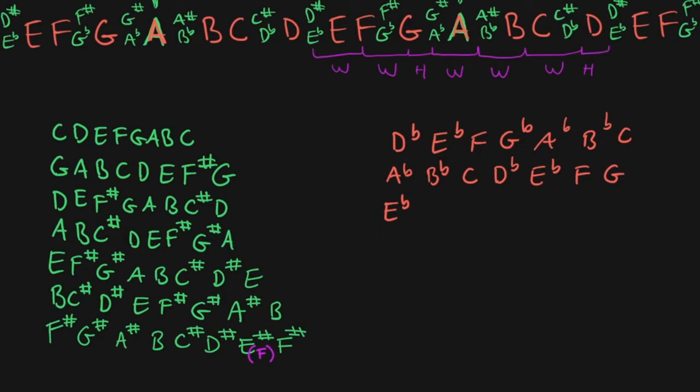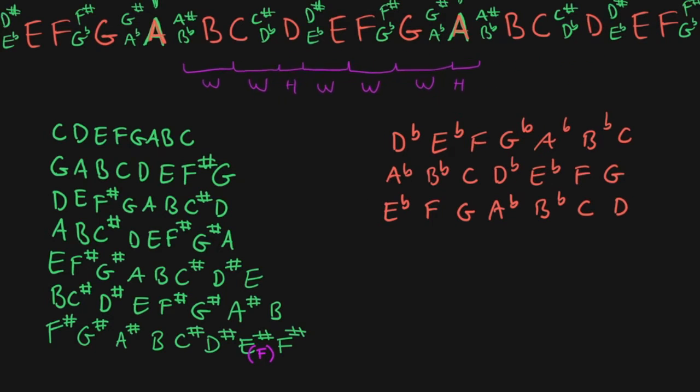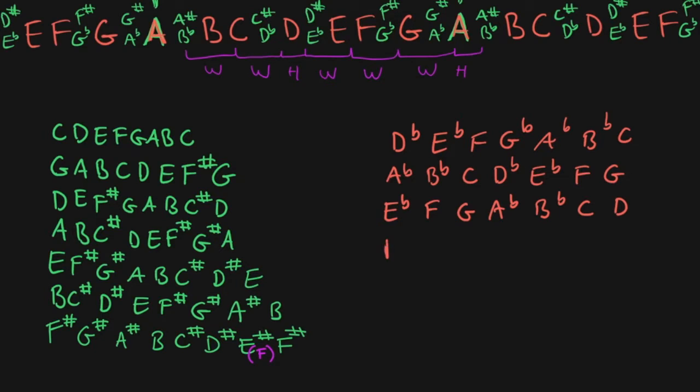The next scale will be E flat major scale. It's going to consist of the notes E flat, F, G, A flat, B flat, C, D, E flat. Moving on to the B flat major scale, that's going to have the notes B flat, C, D, E flat, F, G, A, D flat.